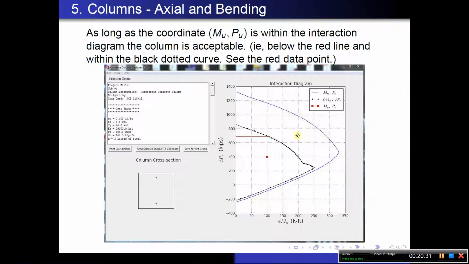And so this program is very, very helpful. And when you take your course in reinforced concrete design, you will learn how this envelope is generated. But suffice it to say that if you give the proper input for your reinforced concrete column, this computer program will generate this graph for you.